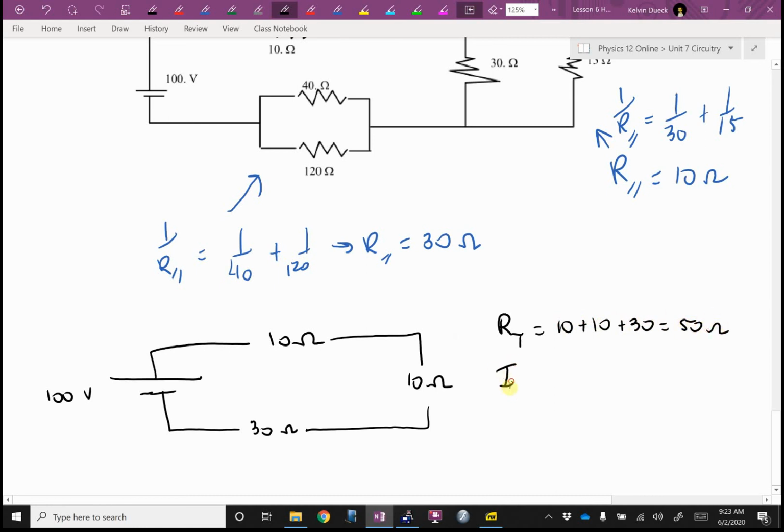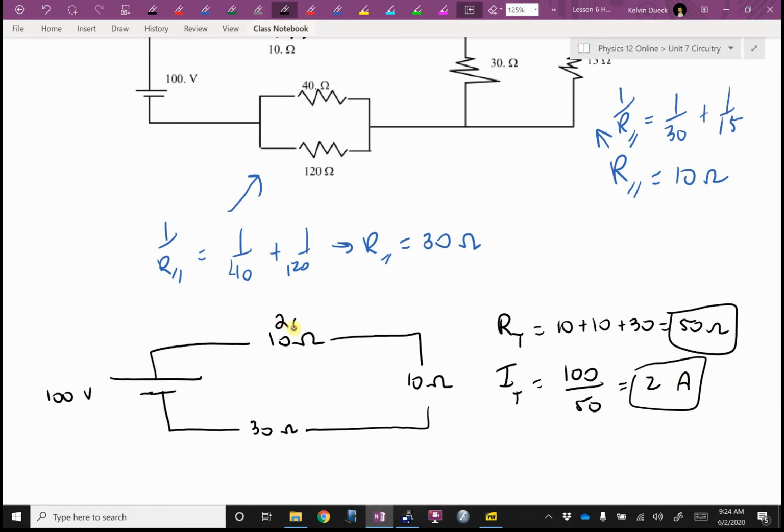I total is going to be 100 divided by 50. Hey, I can do that in my head. 2 amps. I'll put a box around those because the question did say find R total and I total. So that means there's 2 amps going through here. Two amps going through here. 2 amps going through here. That means in this path we lose 20 volts. In this path we lose 20 volts. And in this path we lose 60 volts.